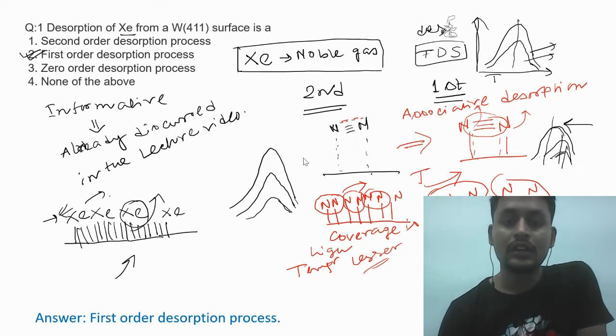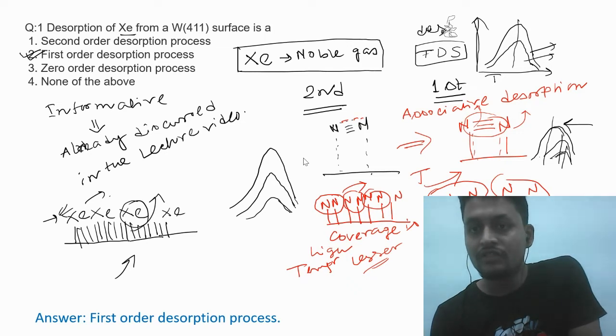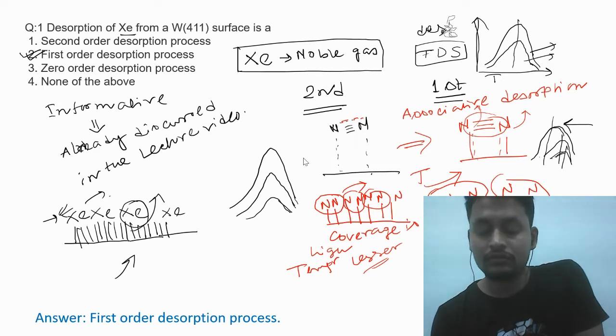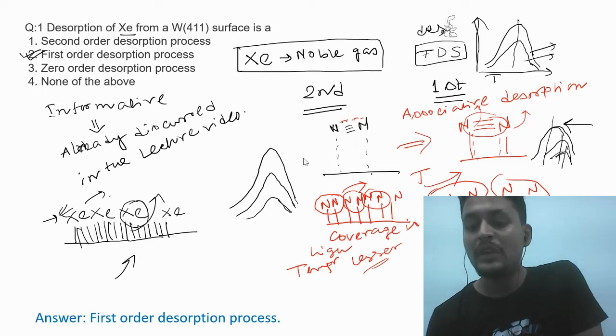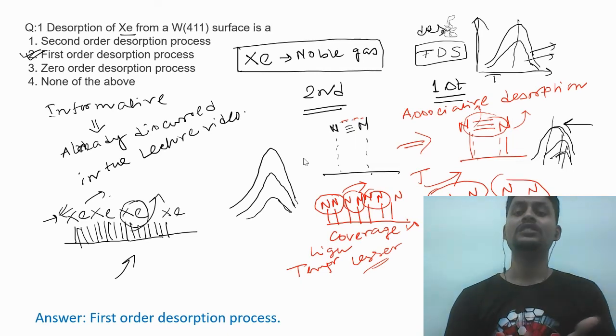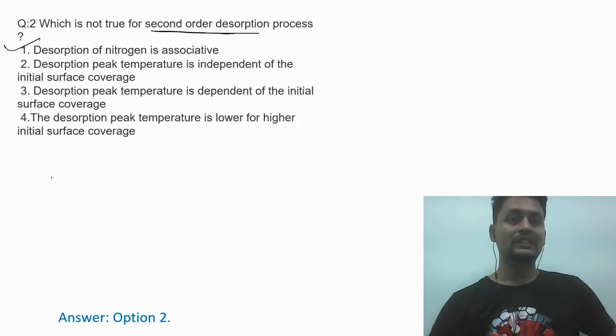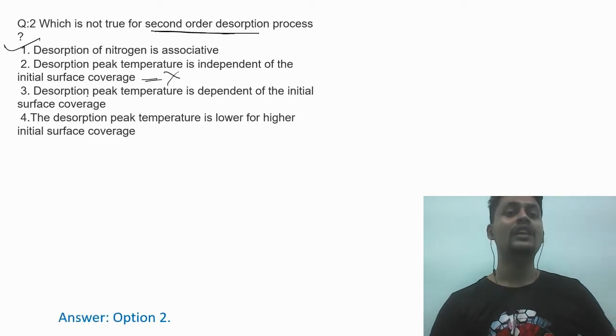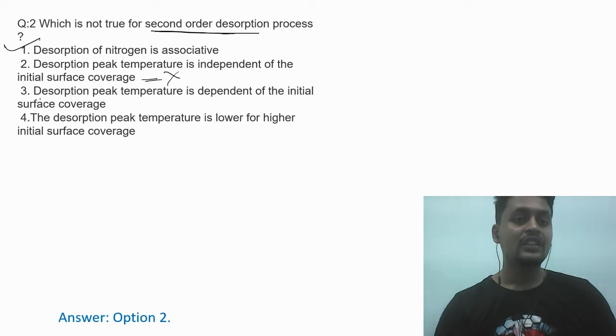So we have seen that in case of associative desorption, that is second order desorption, the peak position depends very much upon the initial coverage. So obviously the statement that the desorption peak temperature is independent of the initial surface coverage is not true, right? That part cannot be true. So let me check the other options. Are they true or not? So here, the desorption peak temperature is dependent on the initial surface coverage. Obviously, if the first is not true, then this is going to be true, and we know that, right?